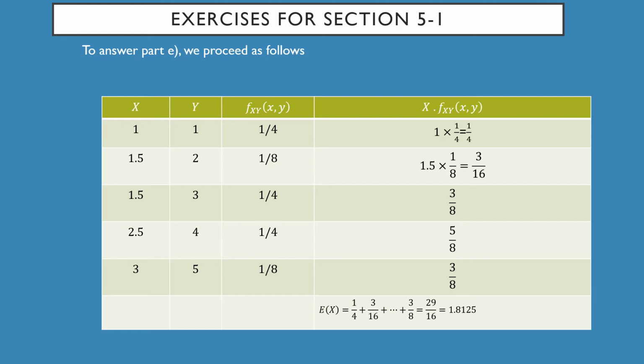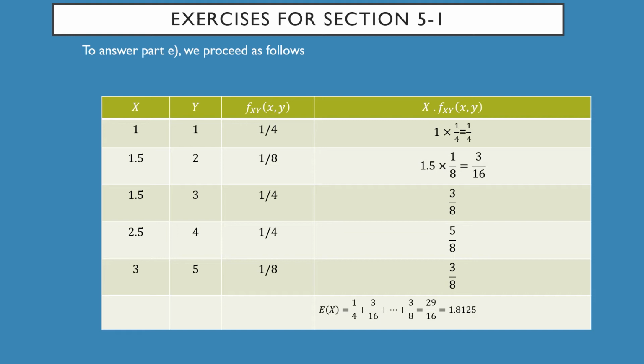You should understand what E of x means. E of x is the average or mean of x. E of y is the average or mean of y. V of x is the variance of x, and V of y is the variance of y. So we have to find the mean and variance separately for x and y. Let us first find the mean of a discrete random variable x.